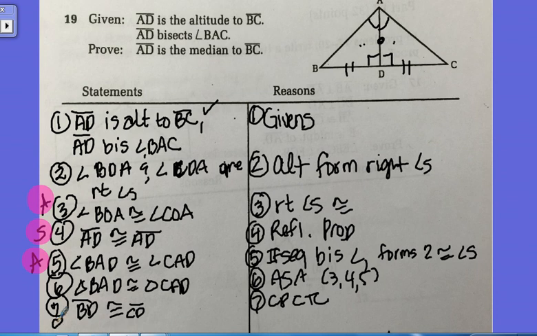And then we can state that it is the median. I'm not going to write it, but you've got it. And the reason being, if two segments are congruent, the segment that divides them is the median, or definition of median is fine as well. Okay, last one and we are done.